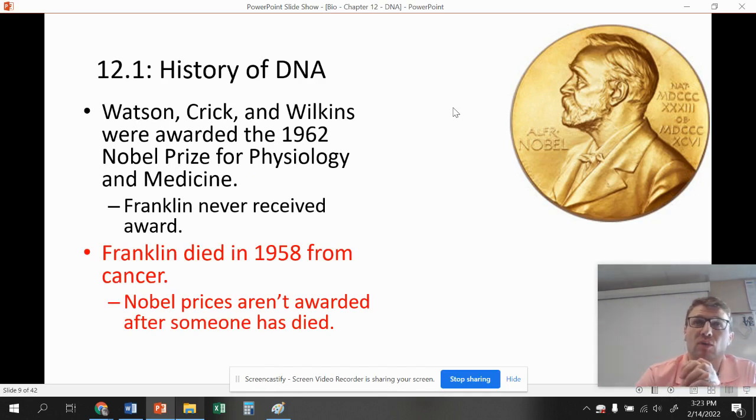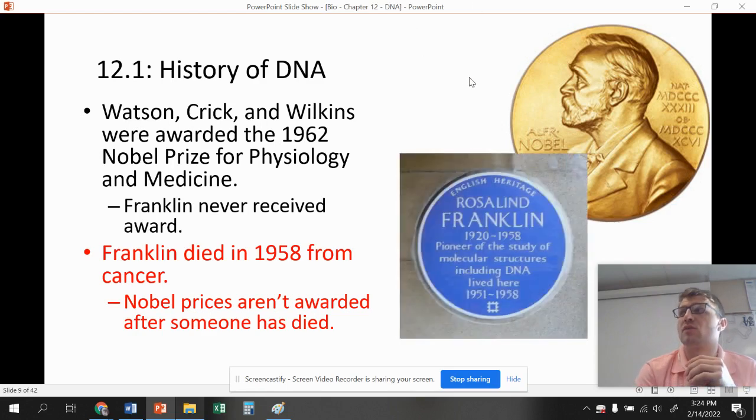There were actually several times during her work and her studies when she was so radioactive that she was sent on vacation because there was so much radioactive material at her work. They said, no, you're too radioactive, you need to go on vacation. So she died before they awarded the Nobel Prize, and you can't be awarded the Nobel Prize posthumously, which means after you have died. So she was never given credit for her discovery.